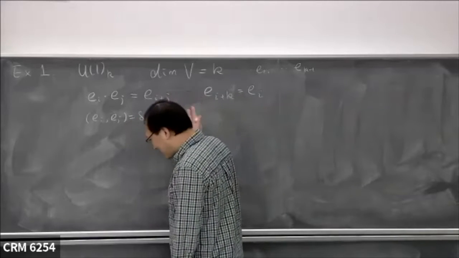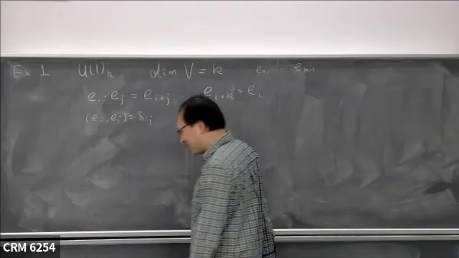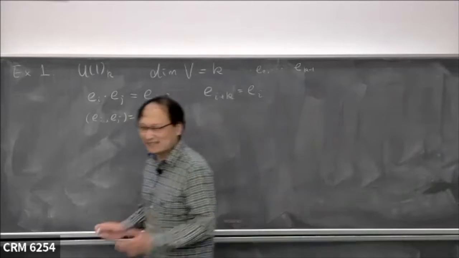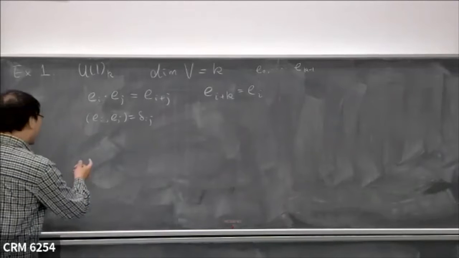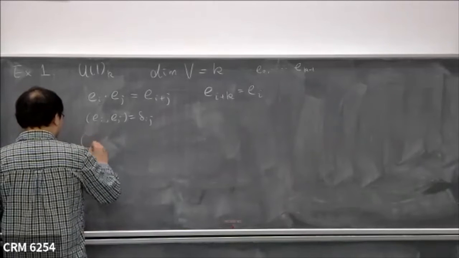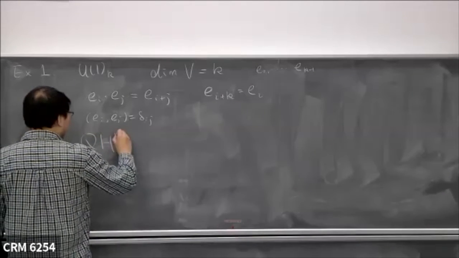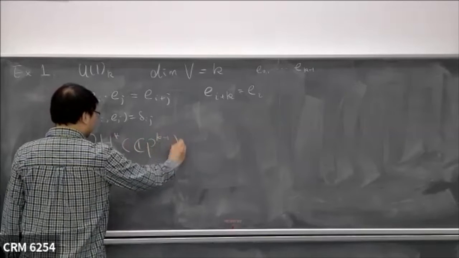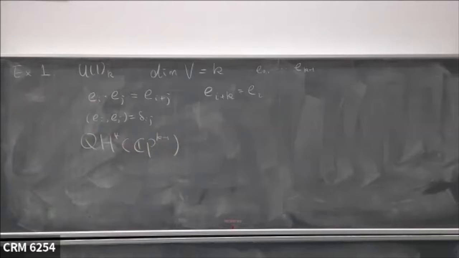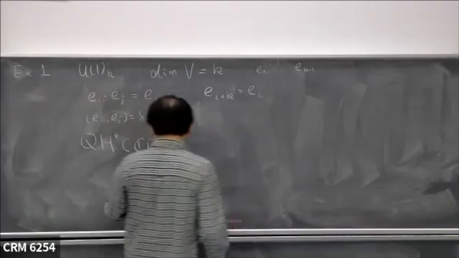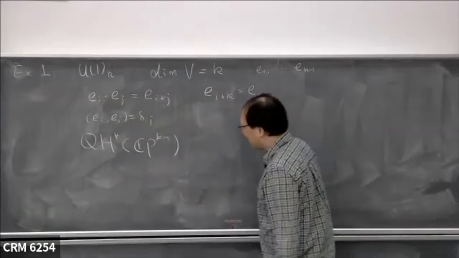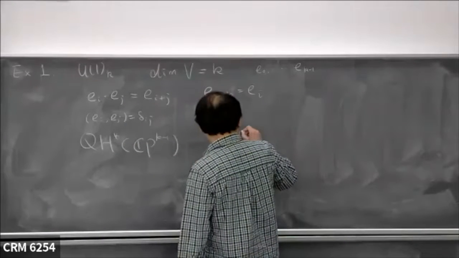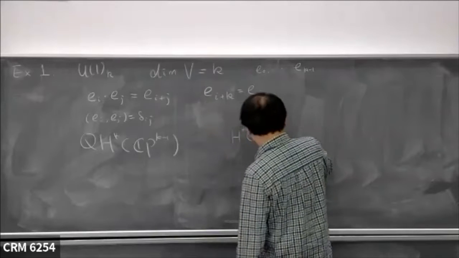What is this algebra? Have we seen this somewhere in geometry, since we are emphasizing connection with geometry? This actually turned out to be the quantum cohomology of CP^(K-1). The quantum cohomology of this would have the same dimension as the usual cohomology.